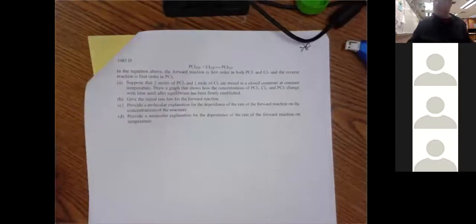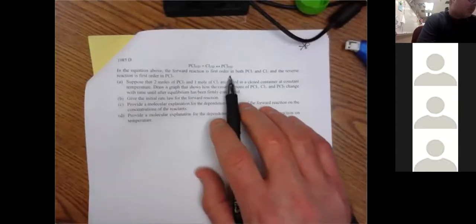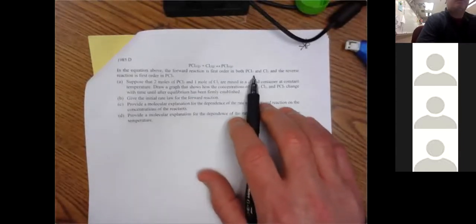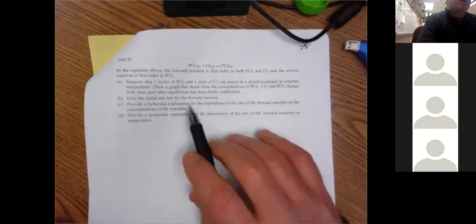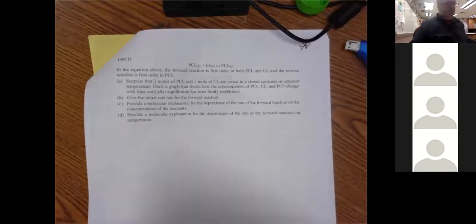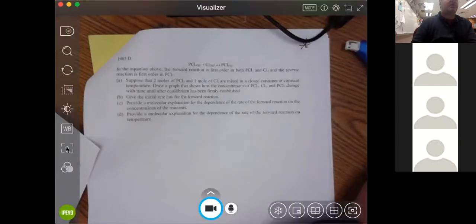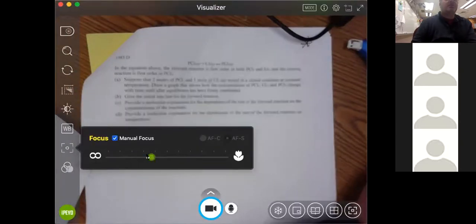So let's see what we've got here. This is page 28. It says, in the reaction above, the forward reaction is first order in both PCl3 and Cl2, and the reverse reaction is first order in PCl5. We haven't discussed much about reverse reactions. You would have to remember that from your equilibrium topics in your previous course.